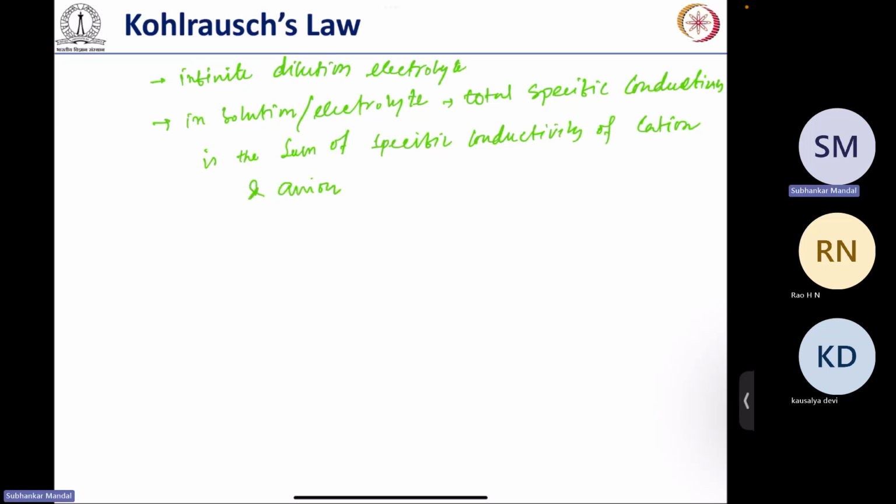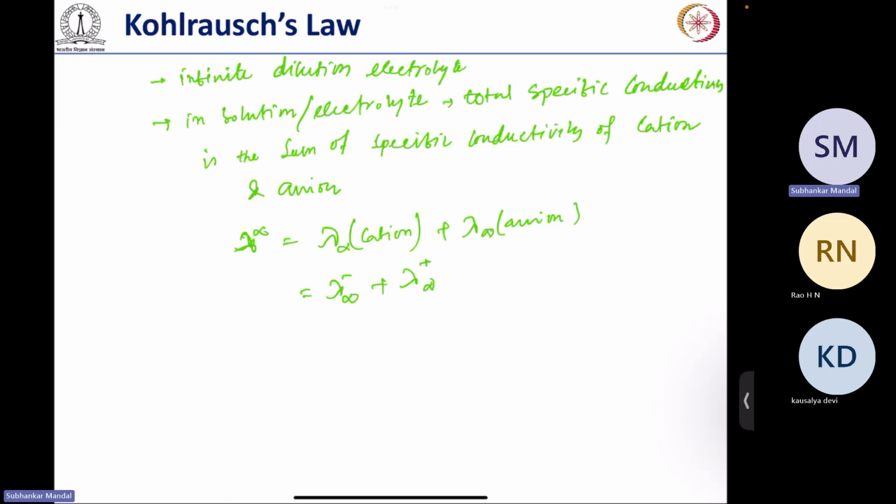If you represent it as an equation, I can write lambda at infinite dilution as the sum of the cation plus the sum of the anion. People used to write lambda minus plus lambda plus. Okay, so this is Kohlrausch's law. But now the question: it is applicable for infinite dilution.